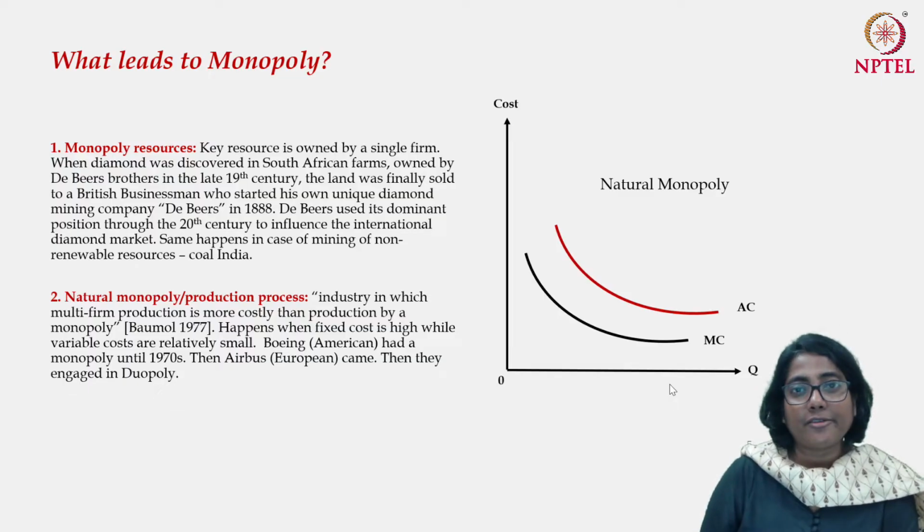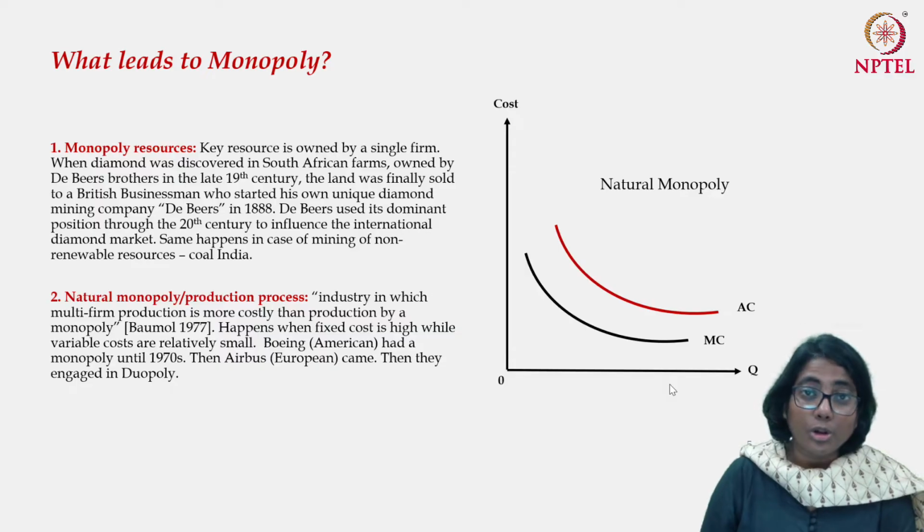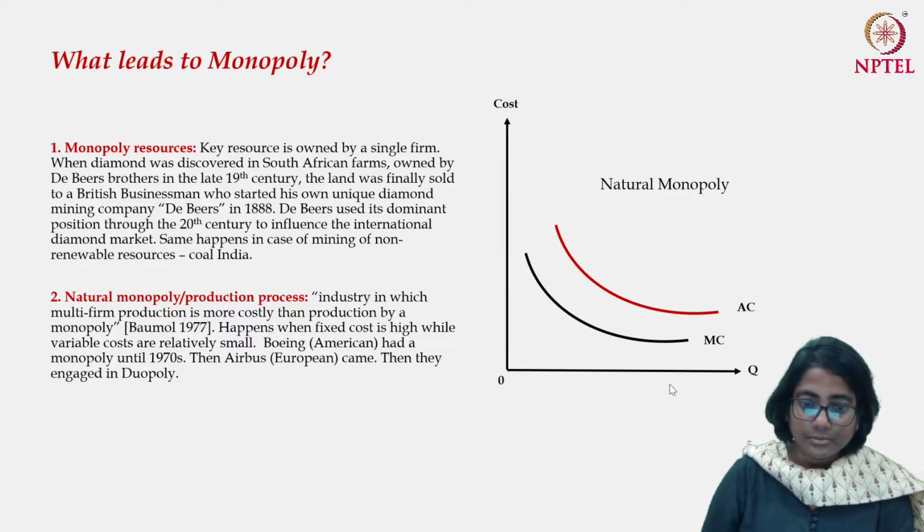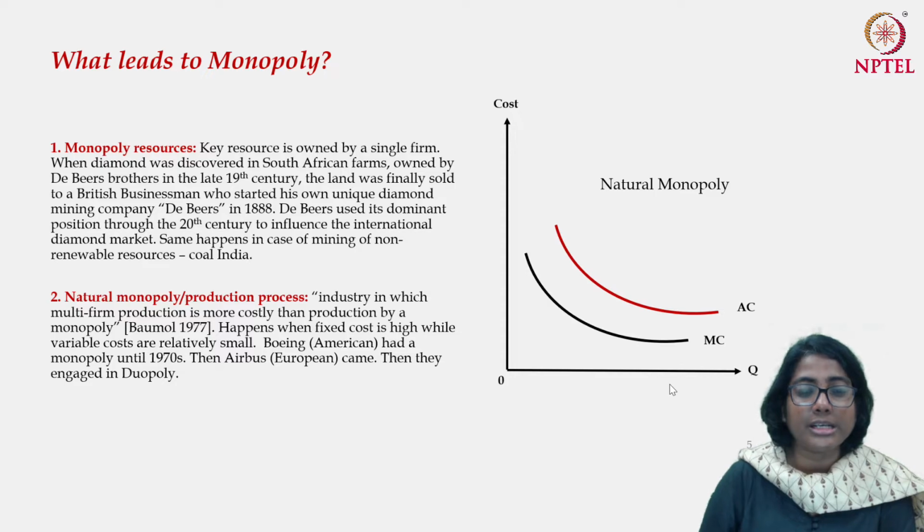So what is the monopoly of resources? Let us take a very interesting example, which is although unrelated with energy, but is a very interesting example to understand the monopolistic behavior. This is the case of the diamond industry. Diamond was first introduced in the late 19th century by the Dutch brothers, the De Beers brothers, who owned some farms in South Africa. These farms were owned by these brothers, and they actually discovered some diamond in their field.